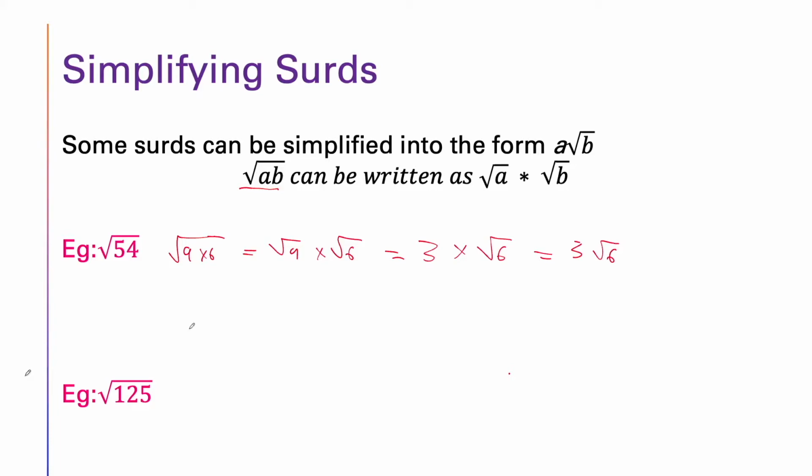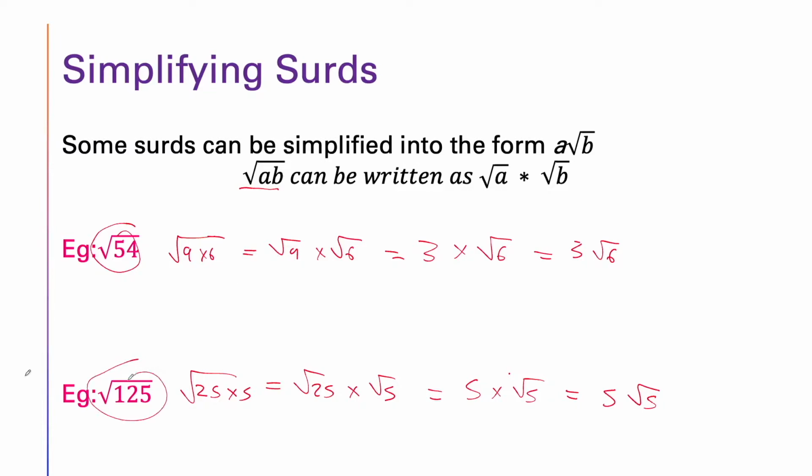Next question. Square root of 125. Root 125 can be written as root 25 times 5, which is root 25 times root 5. Root 25 is simply 5, and root 5 cannot be simplified any further. So 5 times root 5 can be written as 5 root 5. As we see, we simplified these two equations in the form a root b, where 3 is a and b is 6. In this question, 5 is a and b is 5.